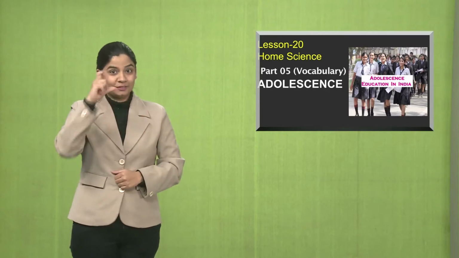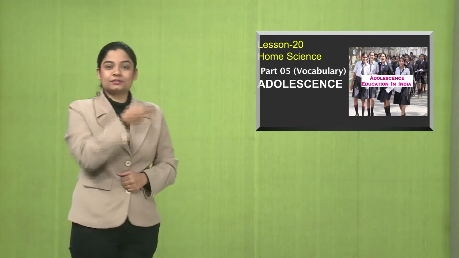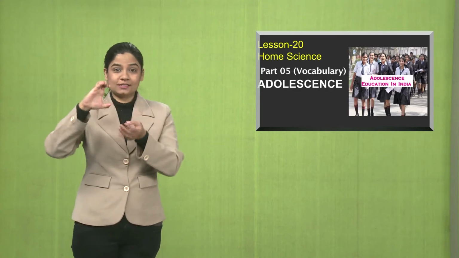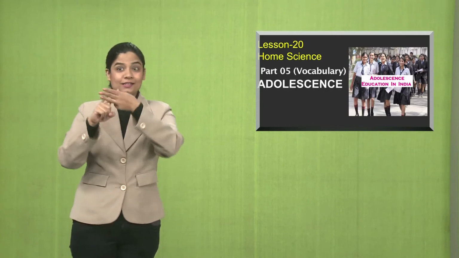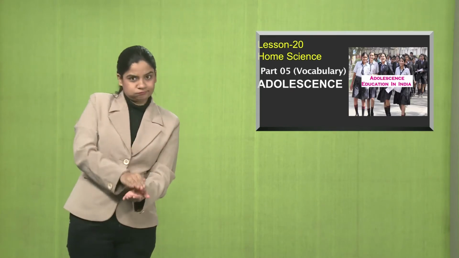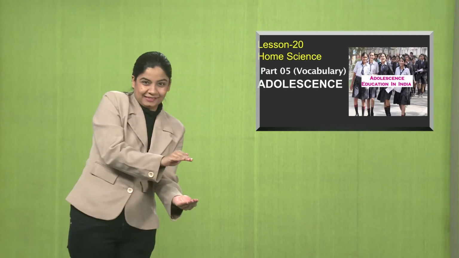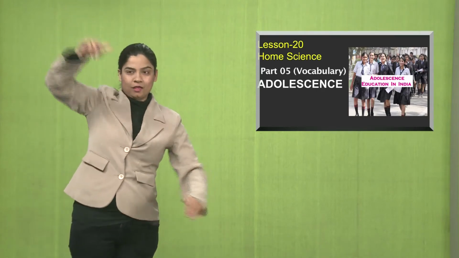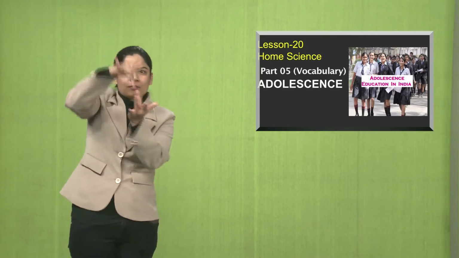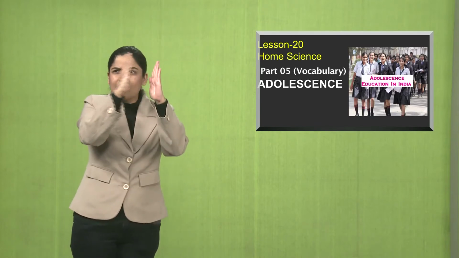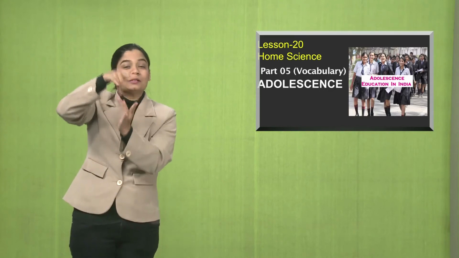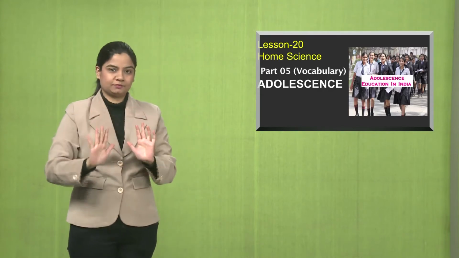The title is, as you can see from the picture, Adolescence. That is the spelling of the word. Adolescence means a person who is neither a child nor an adult. The age is between childhood and adulthood, starting from 11 years to 18 or 19 years onwards. That's the age that is called adolescent age.